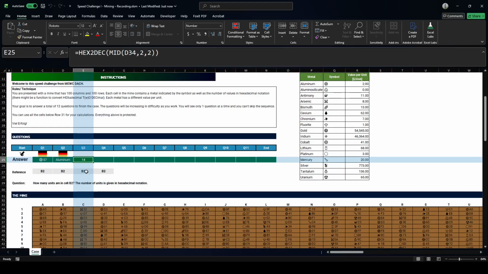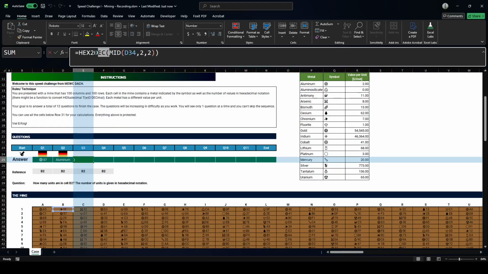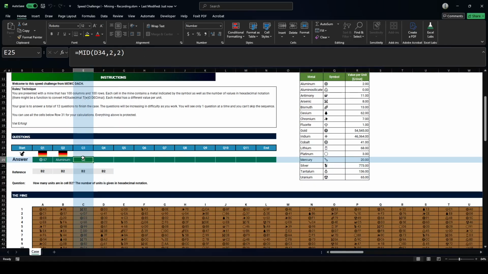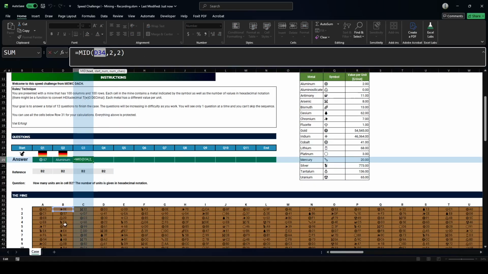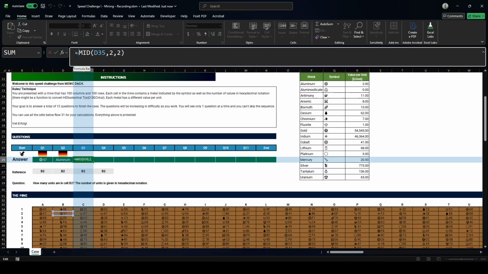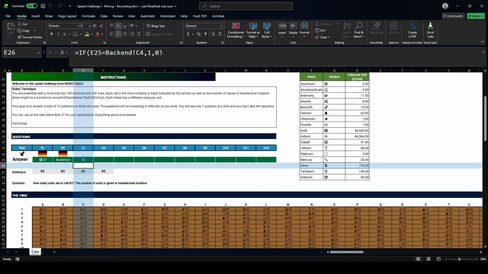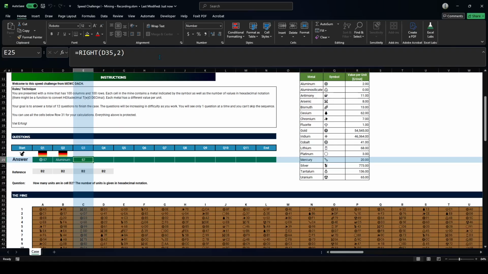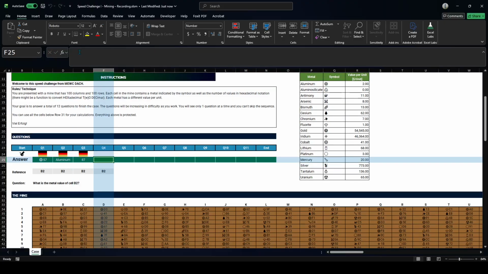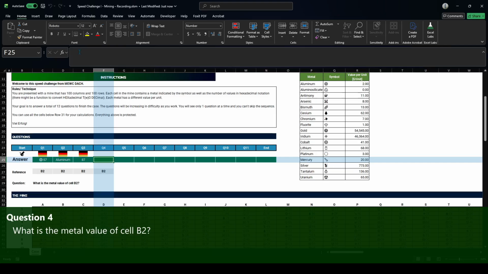That's not coming up with the answer. Oh, they just want the hex. Okay, then I don't need to do this. Right? No? Oh, because I'm in the wrong cell. That cell. And now they probably want, oh, what? Okay, so let's do RIGHT to 2. Probably some of these have different sizes. That's probably it. Oh, okay. HEX2DEC that. There we go. What is the metal value of cell B2?